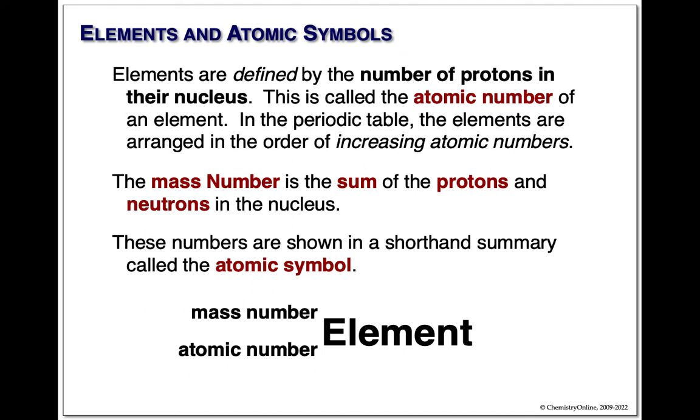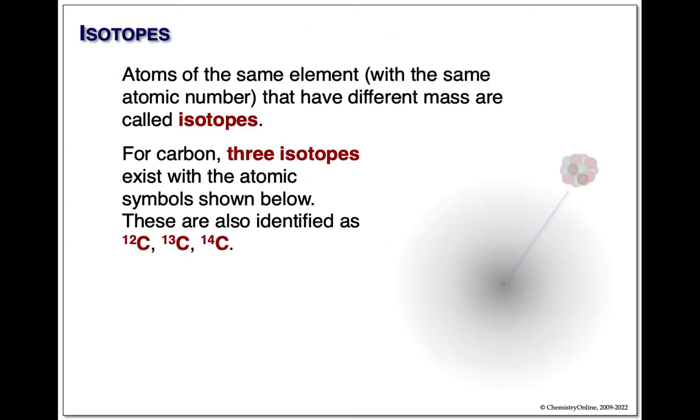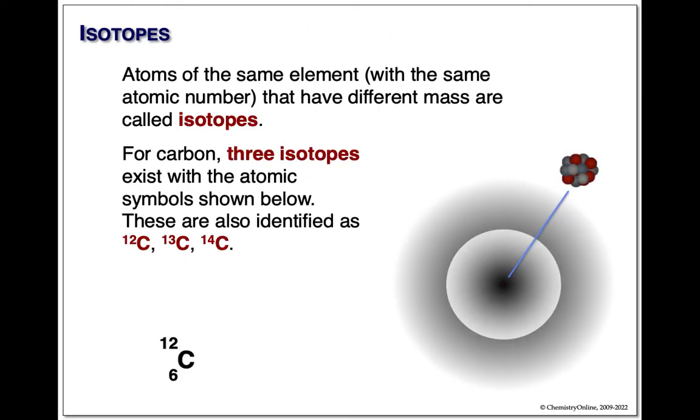When we have different types of the same element, that is, the same atomic number but different mass numbers, we said that those were called isotopes. For carbon, we said there were three major ones: carbon 12, 13, and 14, and they differ in the number of neutrons that they have.